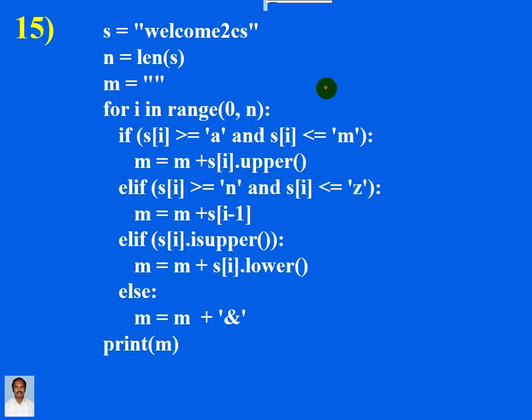Question number 15. It's an output type of question. So global variables are not there. Execution of a Python program starts and ends at main function. So this is the starting point of main function.